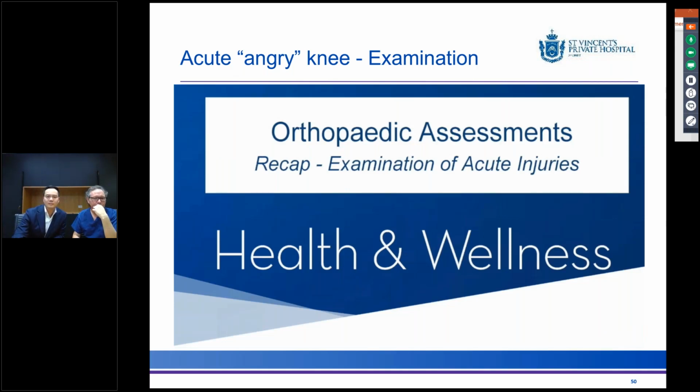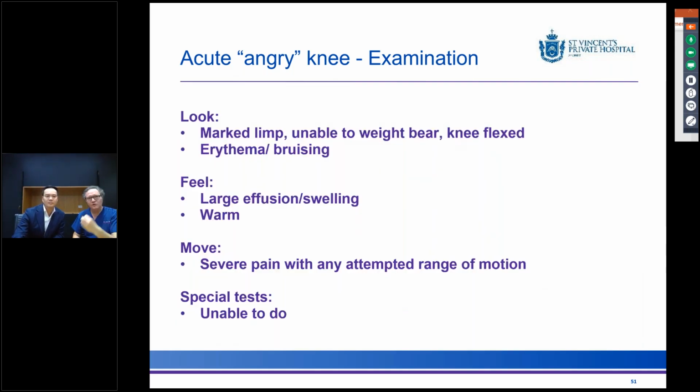So in the angry knee, the history will tell you what you're starting to have to look for. If it's infection, you might have a history of penetrating injury. They may have had travels from overseas. They may have had a traumatic event with a stumble, indicating that there might have been an issue to the patella mechanism, whether it's a patella fracture, patella tendon or quadriceps tendon rupture.